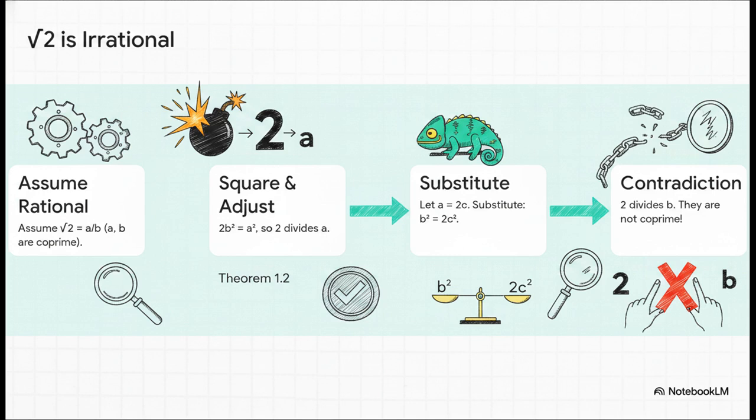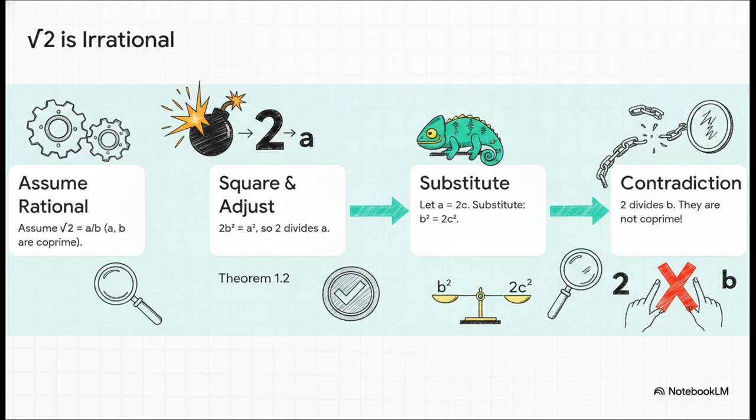Step 2. We square both sides and rearrange things to get 2b squared equals a squared. Now, this means 2 divides a squared. Using our secret weapon, Theorem 1.2, this means 2 also divides a. Moving to step 3, since 2 divides a, we can write a as 2 times some integer c. We plug that back into our equation, and we end up with b squared equals 2c squared. What does this mean? It means 2 also divides b squared, which naturally means 2 divides b.